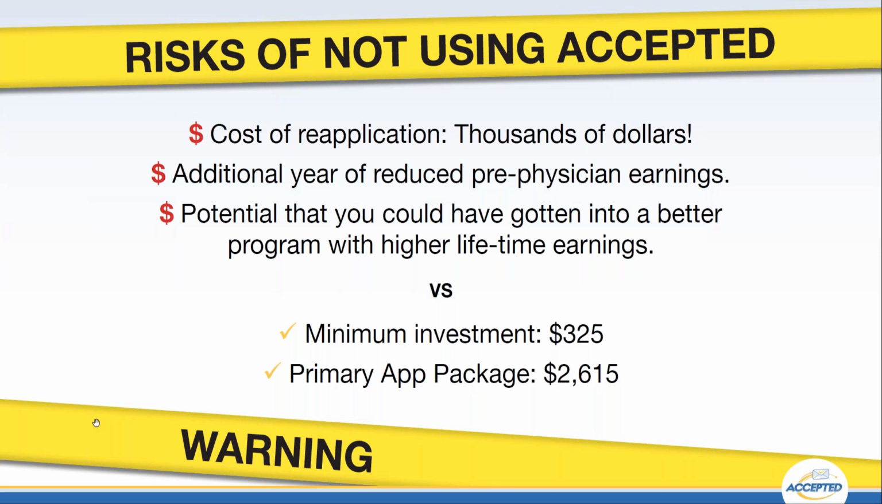The cost of reapplication varies, and some of you may be eligible for the fee assistance program. But if you're paying full price, you're probably paying $125 to $150 per school that you apply to. And if you apply to 20, well, you can do the math. Okay, that's $2,500 to $3,000 just in application fees. There are also travel fees if you're invited to interview, and if you need to retake the MCAT, there's MCAT prep fees and the MCAT fee. You also would have an additional year of earnings at a much lower level than after you earn your MD or DO. And there's even the potential that you could have gotten into a better program with greater lifetime opportunities and earnings.